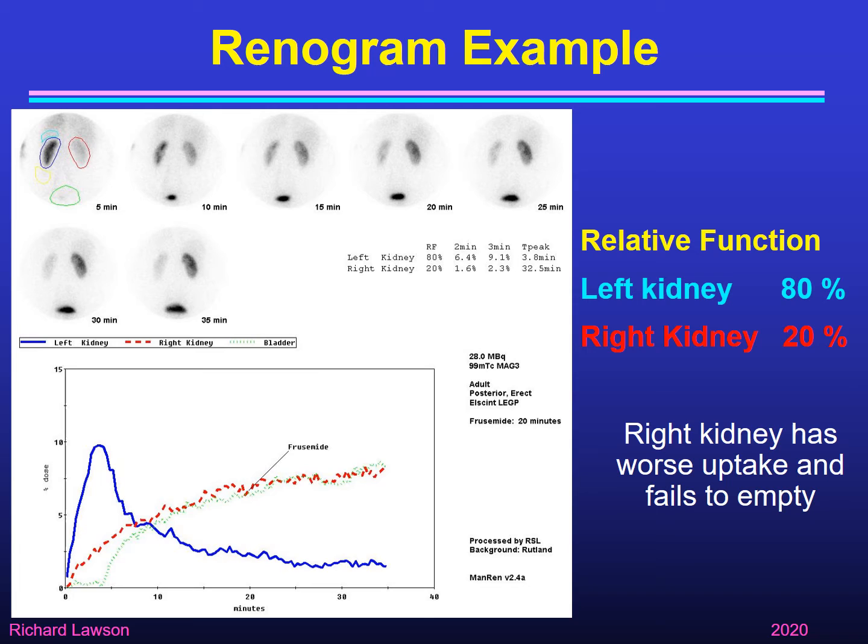Not only that, the right kidney doesn't empty at all. The activity in the right kidney goes up and up and up and continues to go up even after we administer a diuretic of furosemide. So the right kidney in this patient clearly has worse uptake, and it also fails to empty.